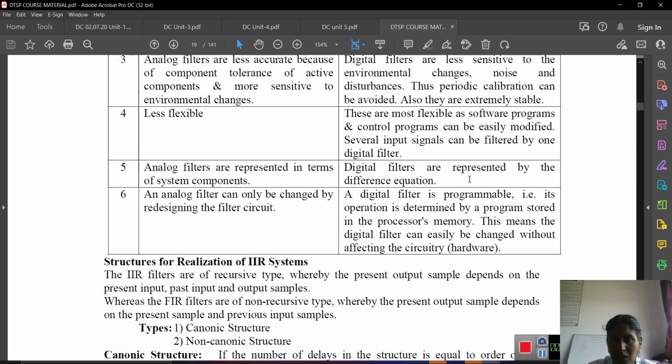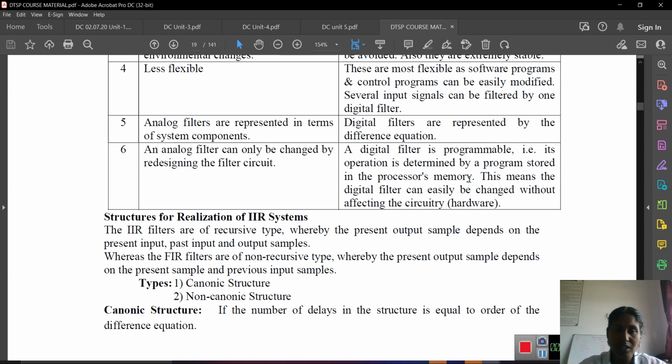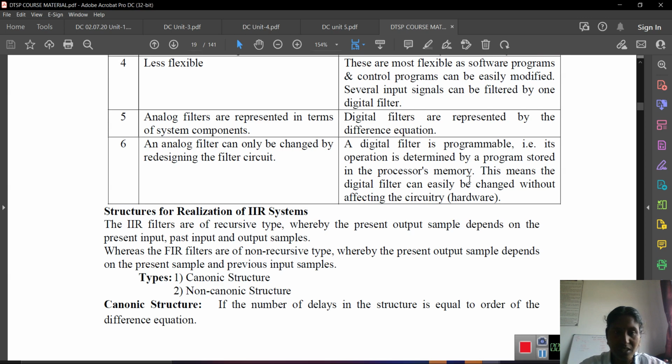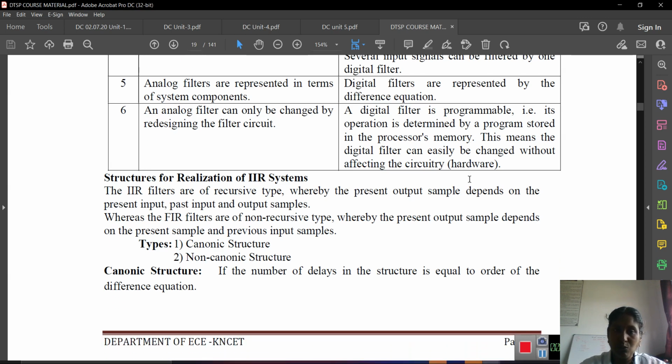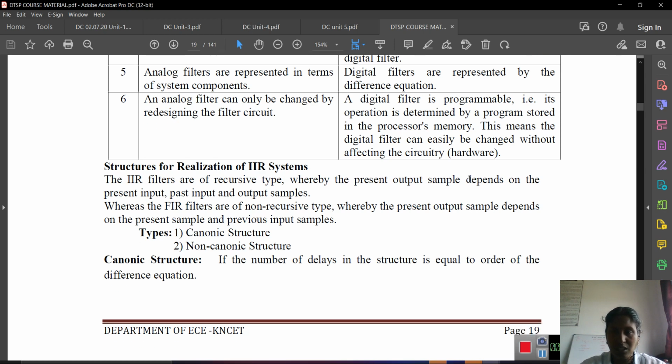Analog filters are less flexible. Digital filters are most flexible, as software programs and control programs can be easily modified. Several input signals can be filtered by one digital filter. Analog filters are represented in terms of system components; digital filters are represented by the difference equation. An analog filter can only be changed by redesigning the filter circuit. A digital filter is programmable, that is, its operation is determined by the program stored in the processor memory. This means the digital filter can easily be changed without affecting the circuit.